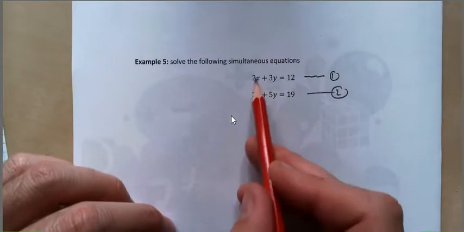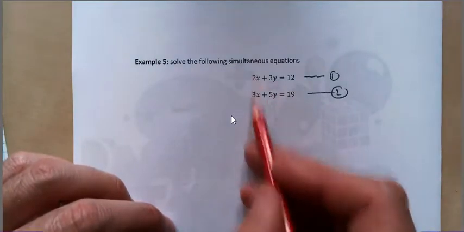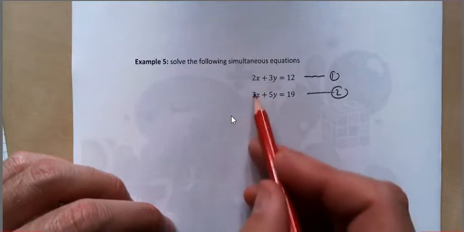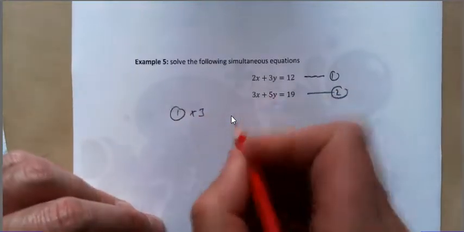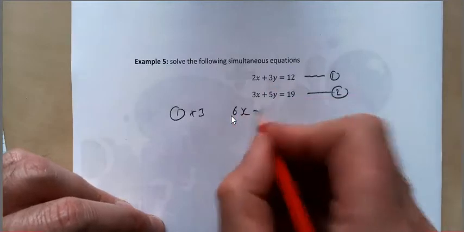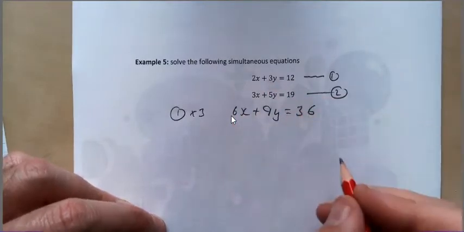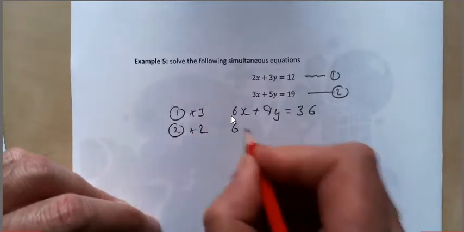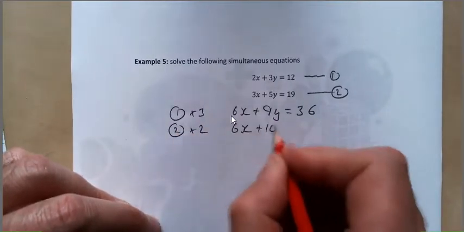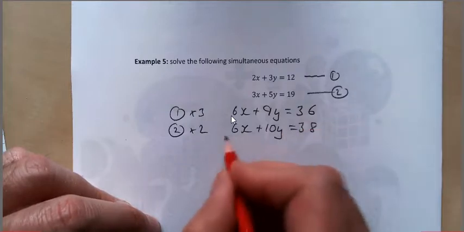And you can either make the x's the same or the y's the same. Here I'm going to make the x's the same, so we're going to make them both 6. So we're going to times equation 1 by 3: 6x plus 9y equals 36. And times equation 2 by 2: 6x plus 10y equals 38.